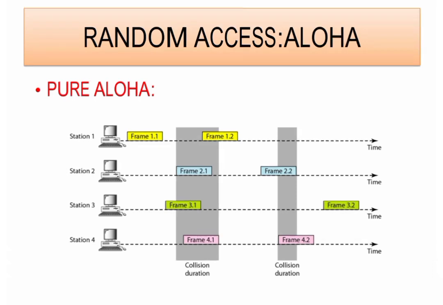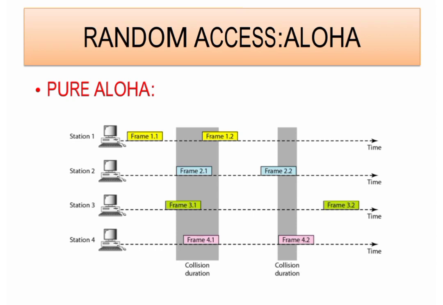So let us see an example of pure ALOHA. Here we have four stations sharing a single channel. This diagram shows that each station sends two frames. Station 1 is sending 2 frames, station 2 is sending 2 frames, and likewise 3 and 4. So each station is sending 2 frames, and there are a total of 8 frames on the shared medium. Some of these frames may collide because multiple frames are in contention for the single channel.